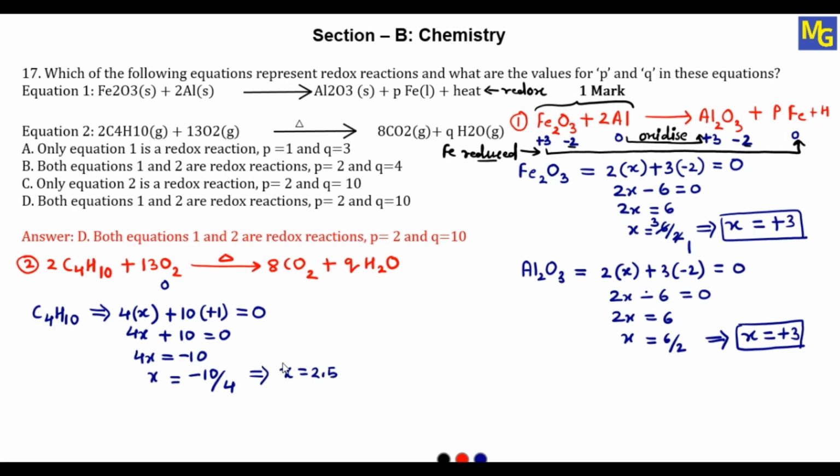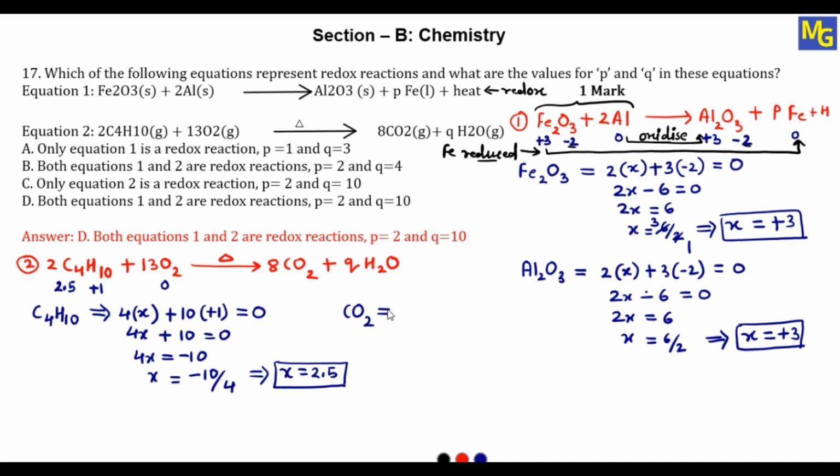2.5. 4 2s are 8, again 2 will remain, then 4 5s are 20. So here we got 2.5, so I will write here 2.5 for carbon, and hydrogen it is plus 1. Now, if you go on the other side, here we have CO2. So for CO2, we will find it out.